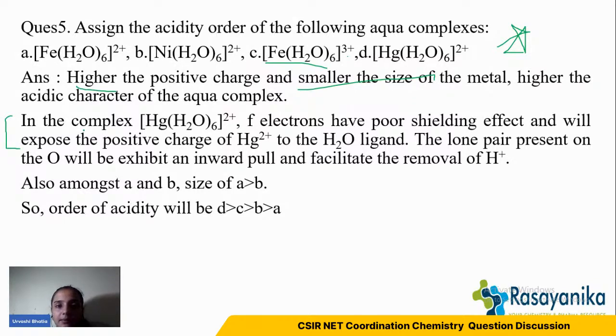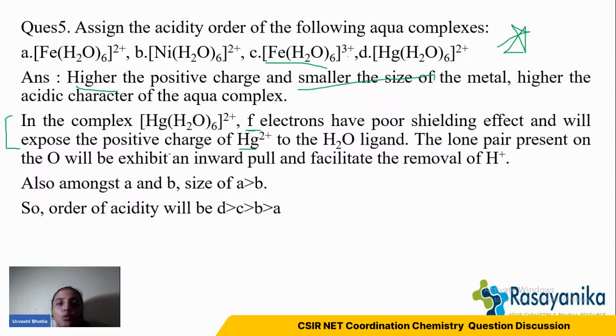So in this mercury complex, F electrons, we know that zinc, cadmium, mercury. Mercury has 4f14, 5d10, 6s2 configuration, right? So F electrons have been included. F electrons have poor shielding effect and will expose the positive charge of mercury to the H2O ligand. Okay, so they'll not be able to shield the nucleus properly, as s electrons have the highest shielding effect and f electrons have very poor shielding effect.